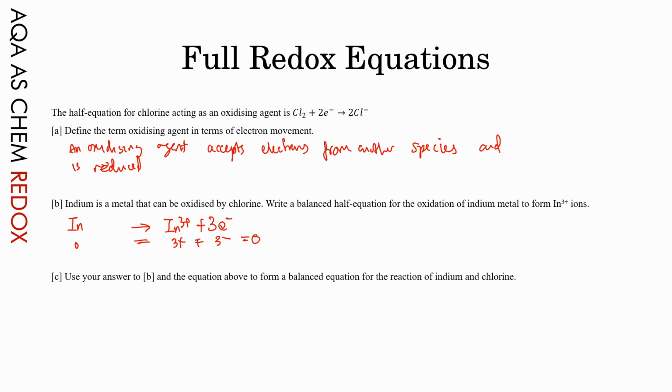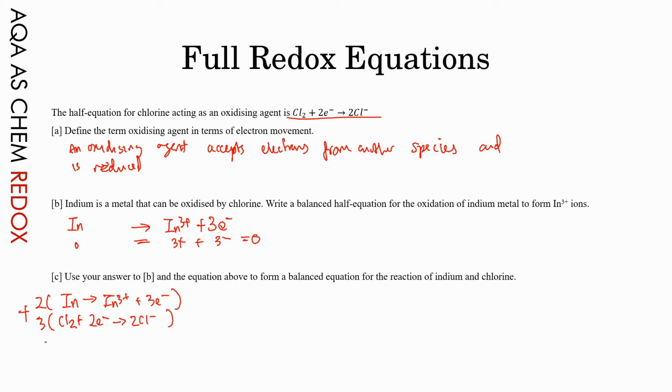And C, use the answer to B and the equation above this to form a balanced equation for the reaction of indium and chlorine. Okay, right. This is what we get. We get In makes In3+ plus 3e-. Cl2 plus 2e- makes 2Cl-. Like the aluminium one on the previous page, but I'm going to do it correctly first time this time. So you need 2 lots of that to have 6 electrons on one side, and 3 lots of that to have 6 electrons on the other side, so they can cancel.